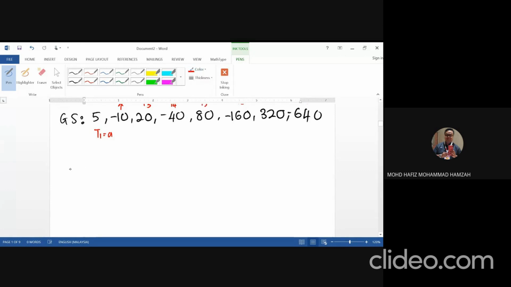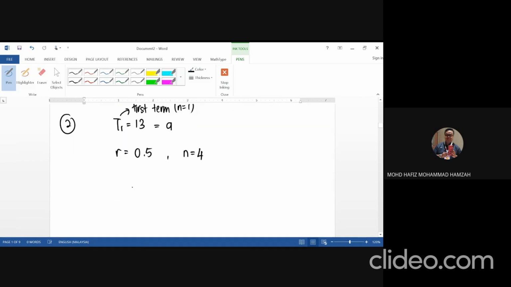Okay, let's look at number 2. Alright, so in a geometric sequence, T1 is equal to 13. So note that T1 is the first term, with n equal to 1. So we know this first term is also called A. Okay, and your common ratio is 0.5. So find the fourth term. Fourth means n equal to 4.